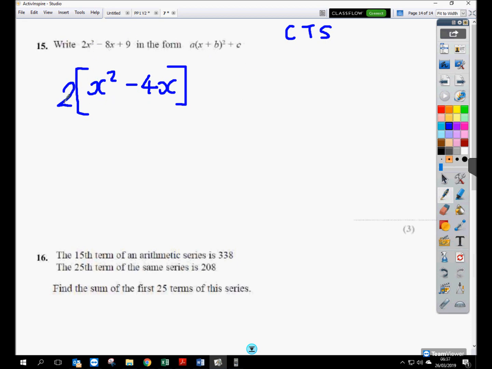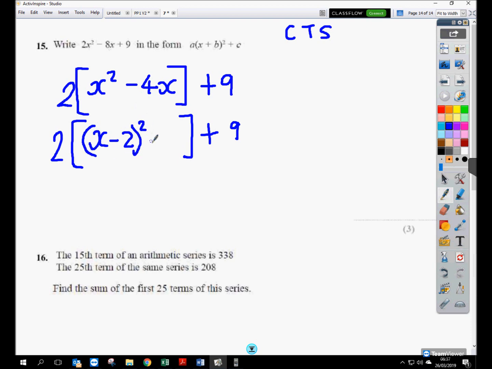2 times x squared is 2x squared. 2 times negative 4x is negative 8x. The plus 9 is on the outside of the square bracket. You just keep it there. Now inside of the square bracket, you're now going to complete the square. When you complete the square, you write something like this. (x minus half the coefficient of x, half of negative 4 is 2) squared. And then you subtract the number in the bracket squared, so 2 squared is 4.